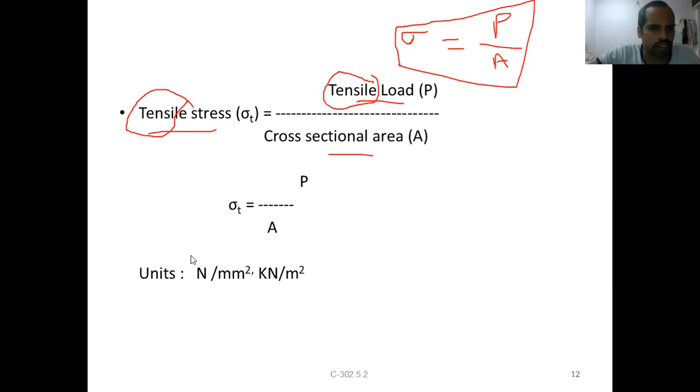Units. Whatever the type of stress, there may be n number of different types of stresses, the units remain the same. That is either Newton per millimeter square, Newton per meter square, kilonewton per meter square, or Newton per centimeter square. It can be any type of stress; the units will remain the same.